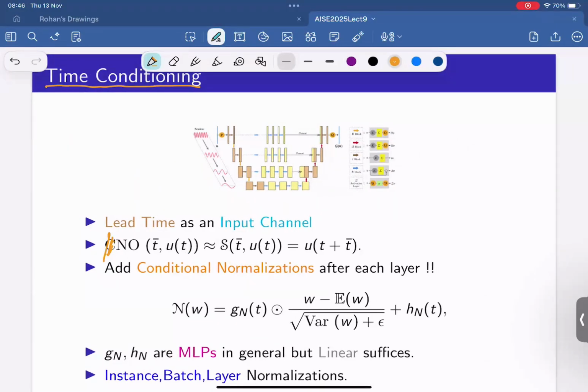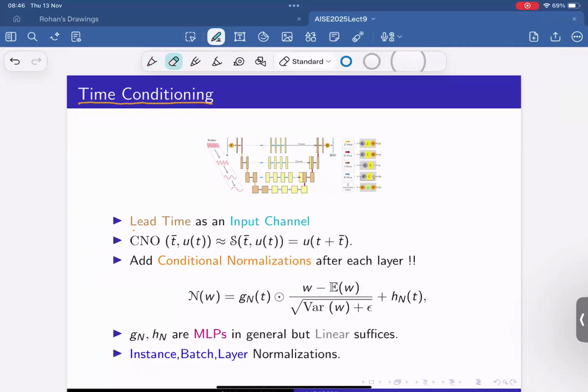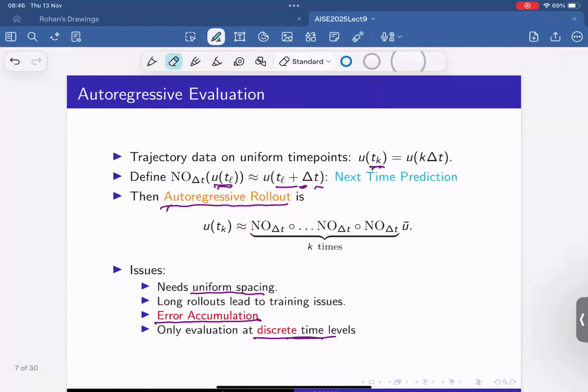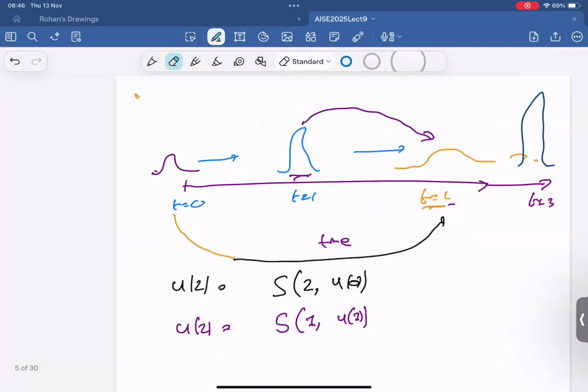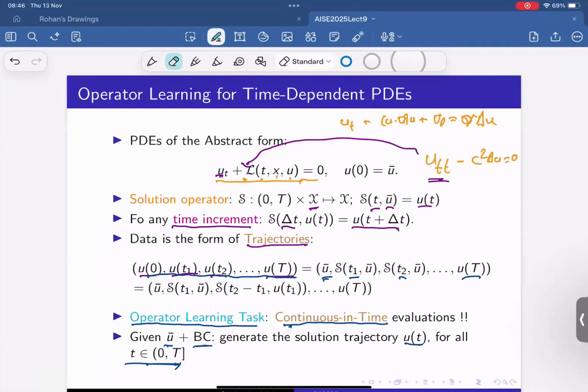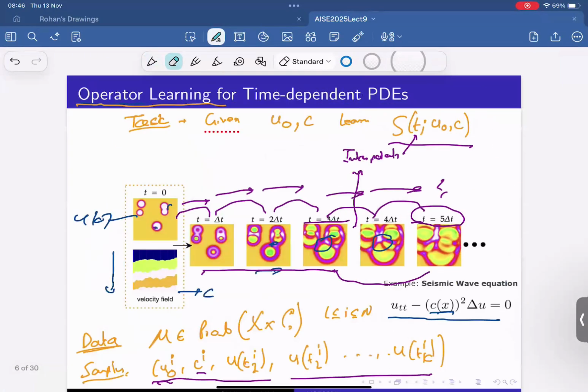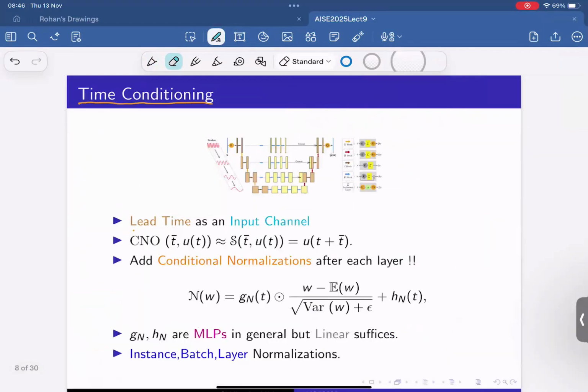So what do we do in time conditioning? You use the time itself as an input channel. Okay, you use it as an input dimension. If you remember my solution operator, okay, there are so many things I have written. The solution operator has time as an input, right? So we replicate that and use time as an input also for the machine learning task.